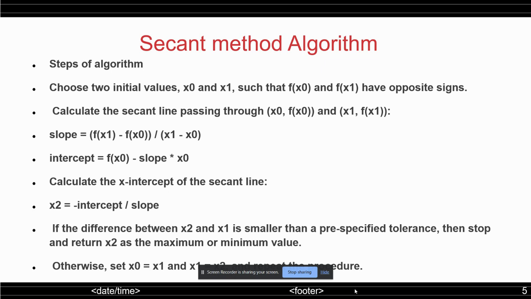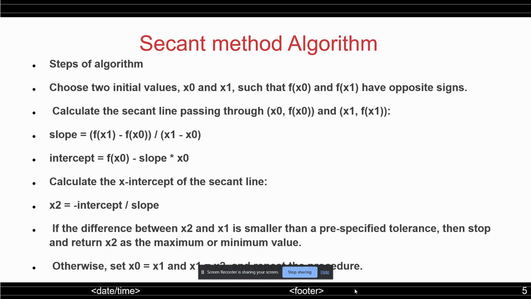Now let us discuss the secant method algorithm. Steps of the algorithm: initially, we have to choose two initial values x0 and x1, such that f of x0 and f of x1 have opposite signs, and their product, f of x0 times f of x1, should be less than 0.